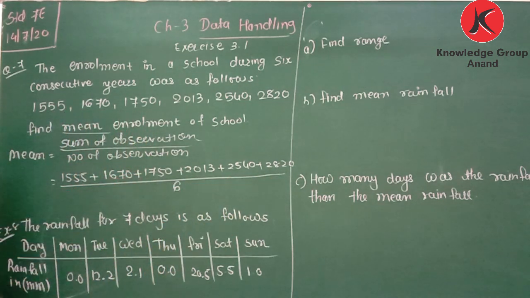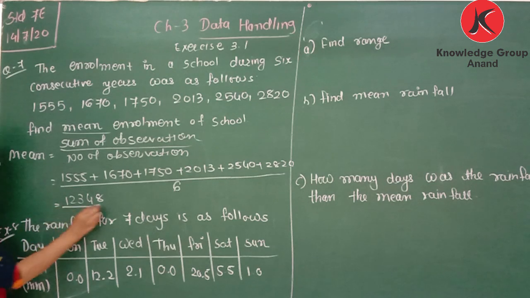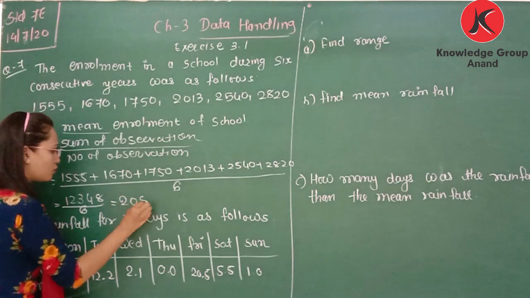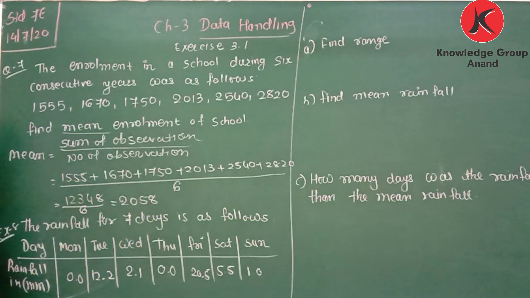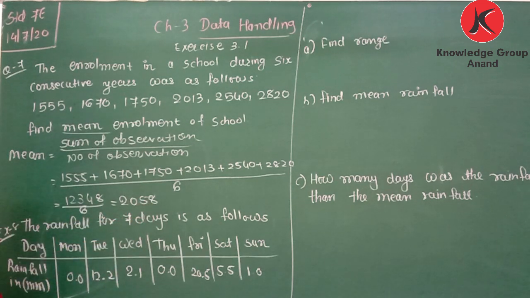Now perform the addition of these 6 numbers. We will get 12,348 divided by 6. If you divide 12,348 by 6, you will get 2,058. That is our mean enrollment.